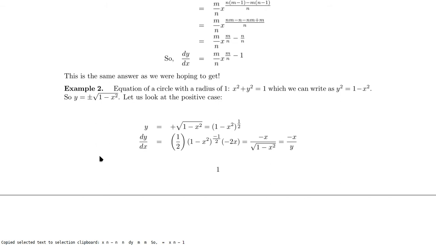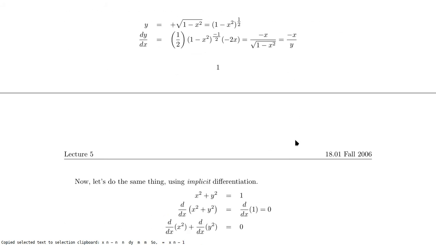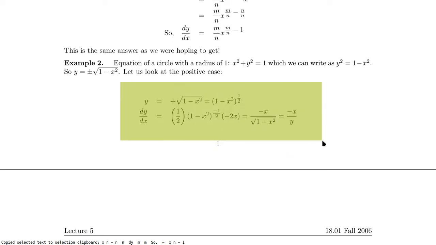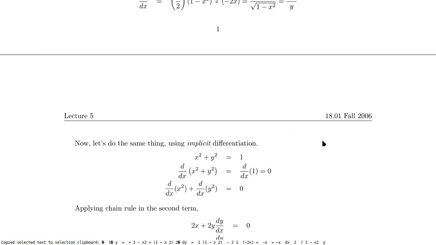And what do you get? Well, you get minus x over square root of 1 minus x squared, and the square root of 1 minus x squared is just y. So this is minus x over y. So this is just like directly putting in the formula and getting the answer. But if you deliberately try to use the implicit differentiation idea, you say that, okay, x squared plus y squared is equal to 1.